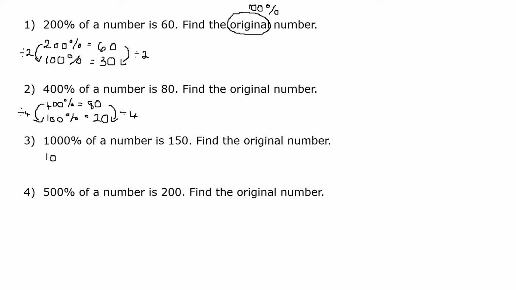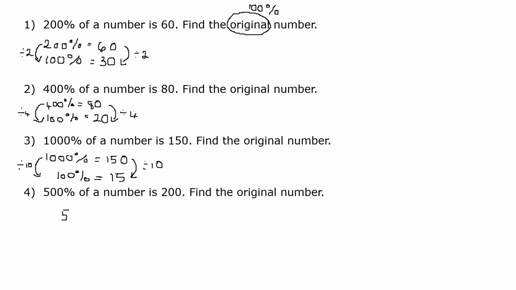Now we've got 1000% of a number is equal to 150. So 1000 is 100 times 10. So I can divide both sides by 10. So that will give me 100% on this side and 15 on the right hand side. So my original number is 15.